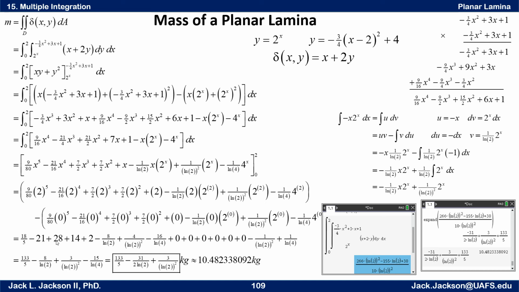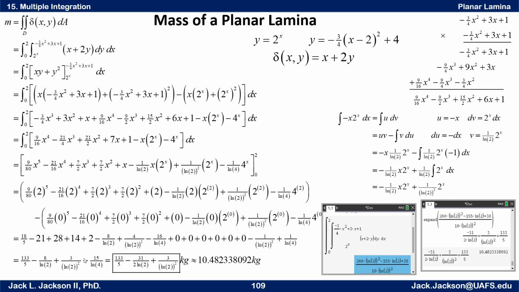let's just do this. I think I can do this in my head. 28 minus 21 is 7, plus 14 is 21, plus 2 is 23, plus 18 fifths. Get a common denominator and add, that's 133 over 5. And then this one is minus 8 over log of 2. Now we have a log of 2 squared here and a log of 2 squared here. So there's 4 in the numerator here, minus 1 here. So 4 minus 1 makes 3 for our new numerator there. Similarly, negative 16 over log of 4 plus 1 over log of 4 is negative 15 over log of 4.